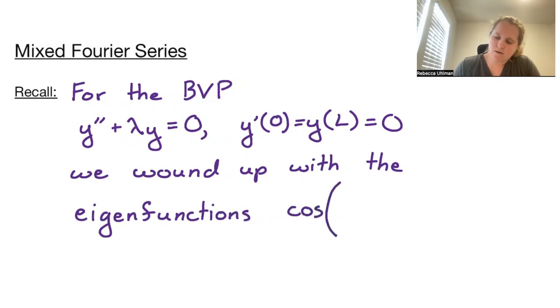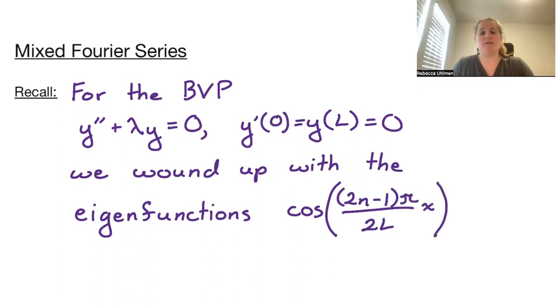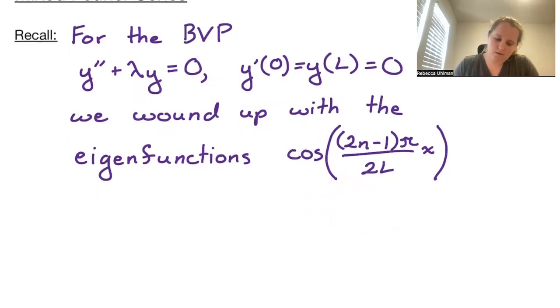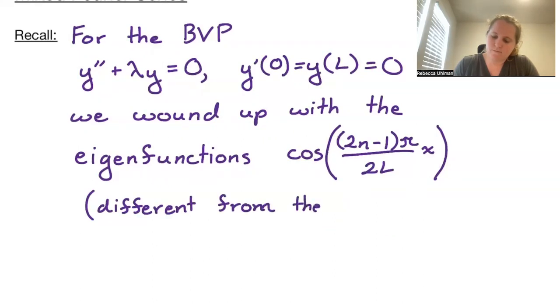cosine of (2n minus 1) pi over 2L all times x. Again, that x is inside the cosine. So these are different from the functions we've been working with in our Fourier series. Again, these are different from the functions we've been using for Fourier series.